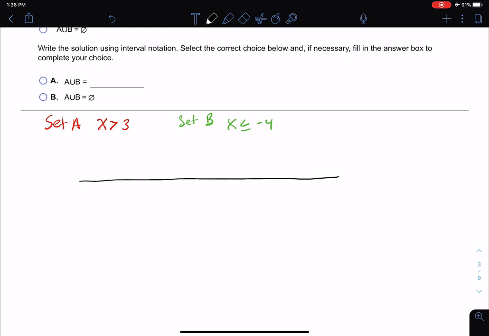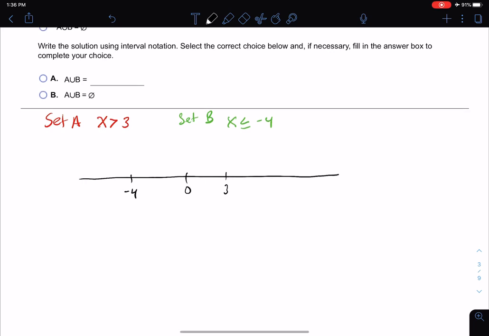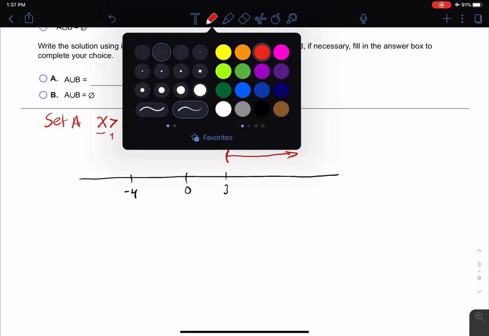I like the critical values. I put 0 about in the middle. Positive 3 is about there, which means my negative 4 is a little bit further to the left. Now I'm going to make my graph. Shade the x values that are greater than 3. Greater than 3 is to the right. Because it's not equal, it's just greater than, it's open, not including.